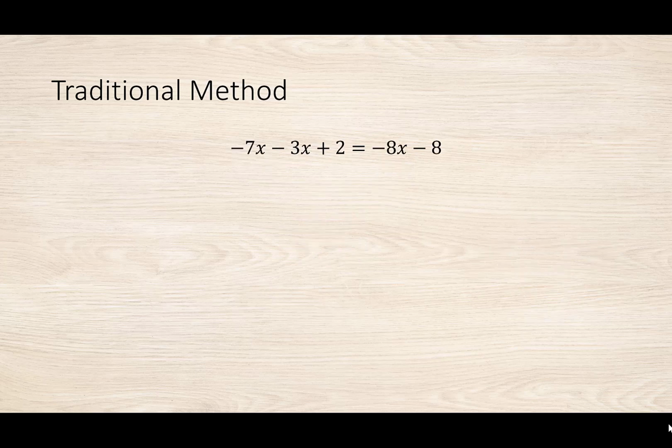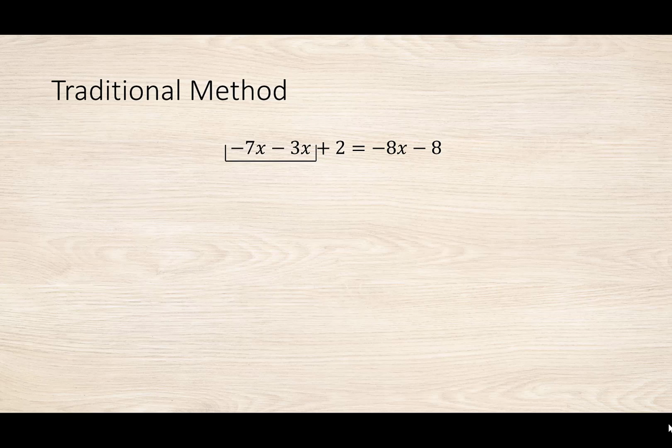All right, for our next problem, this time I have 2 x's on one side of my equal sign and then 1 x on the other, and that's totally fine. All right, I have negative 7x minus 3x plus 2 equals negative 8x minus 8. The first thing I'm going to do is I'm going to take those like terms which are on the same side of the equal sign. Like terms have to be on the same side of the equal sign. I'm going to combine them together.